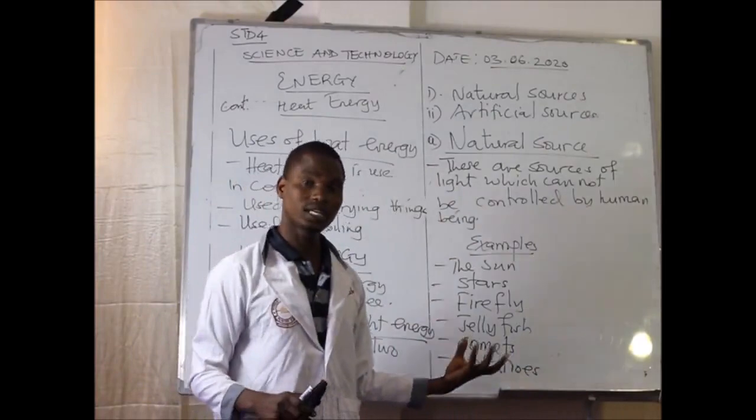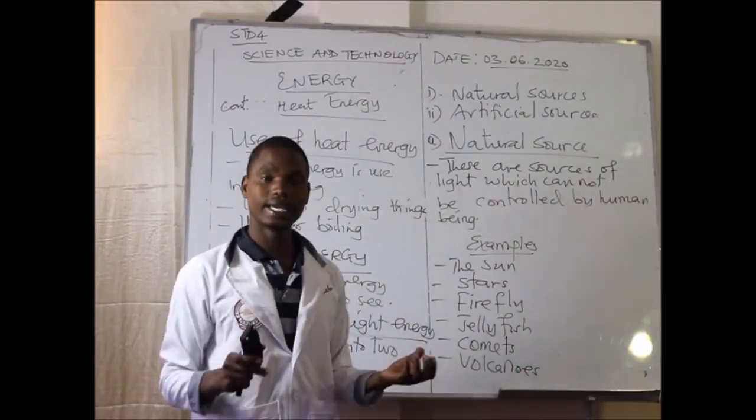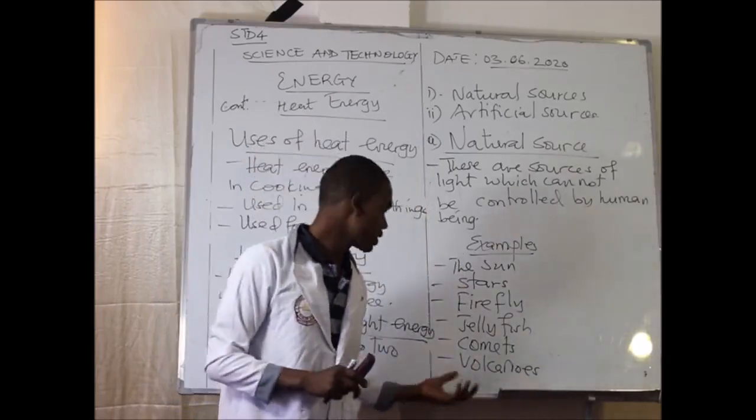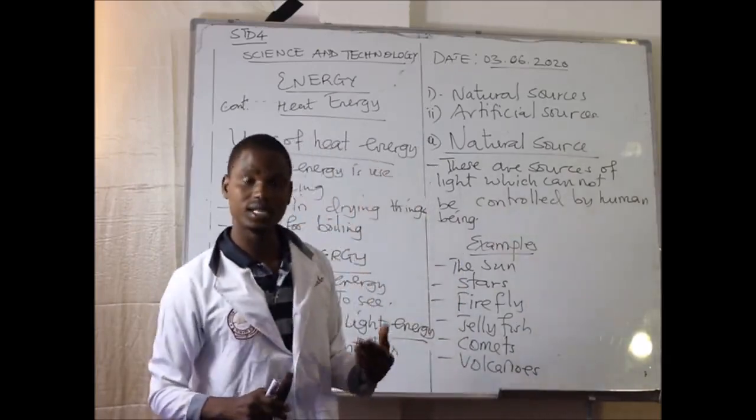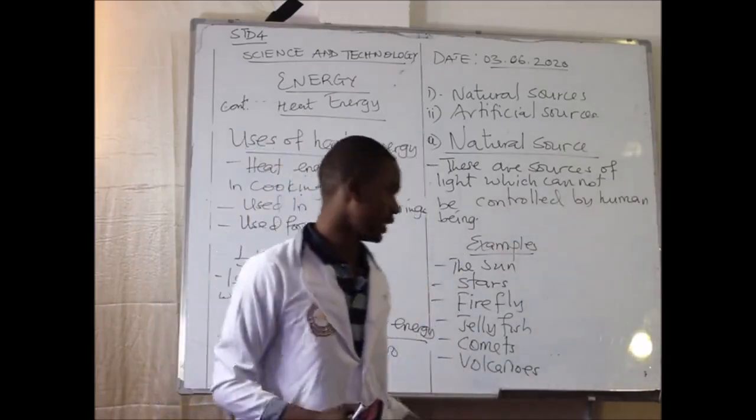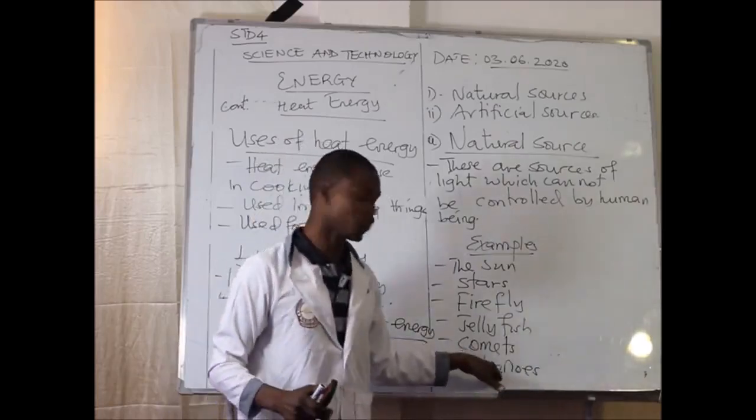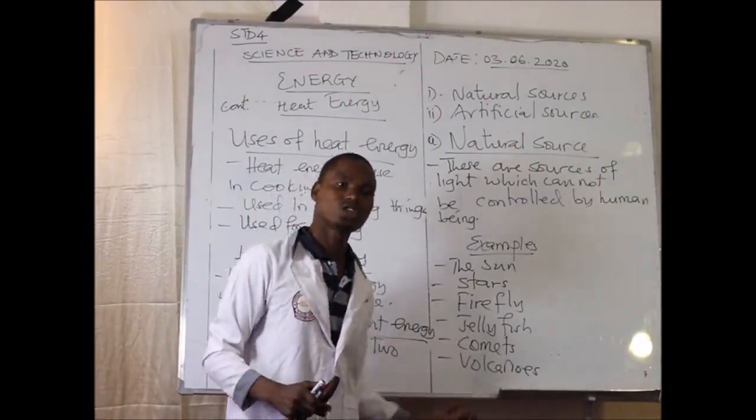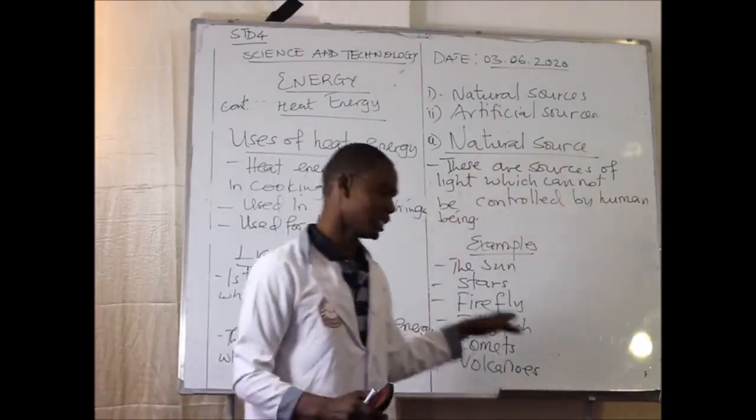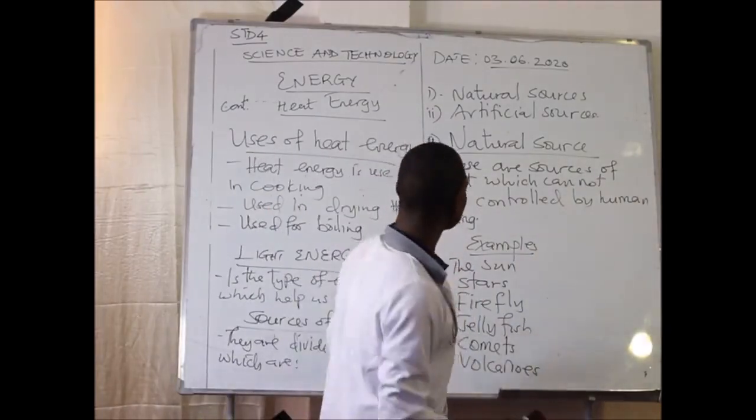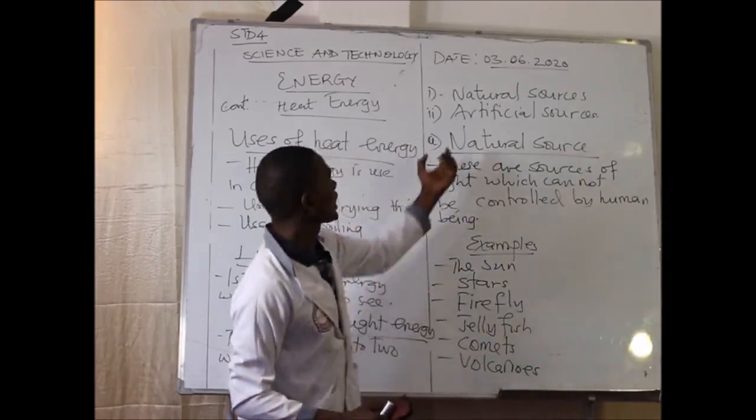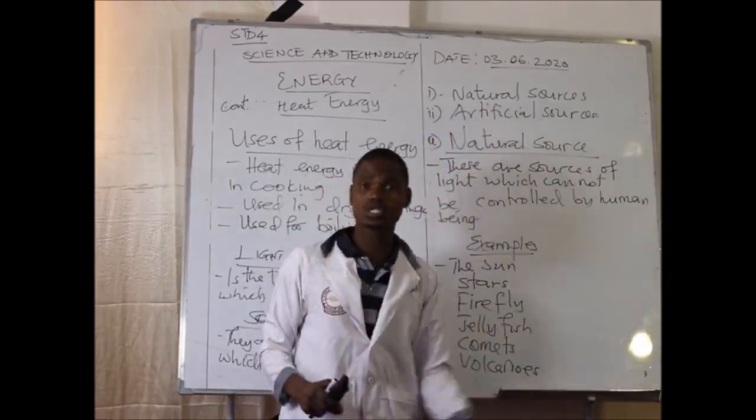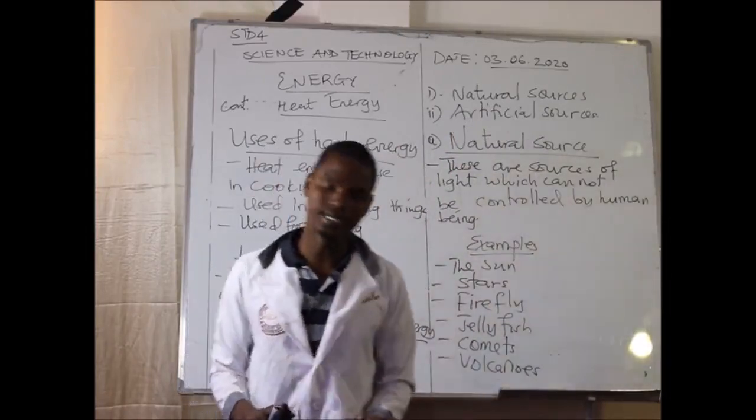When active volcanoes erupt, they tend to produce light. They tend to produce light together with the heat. That heat is accompanied by light. So we also group volcanoes or eruptive volcanoes as one of the natural sources of light. Now let's go to our second one, which is the artificial sources of light.